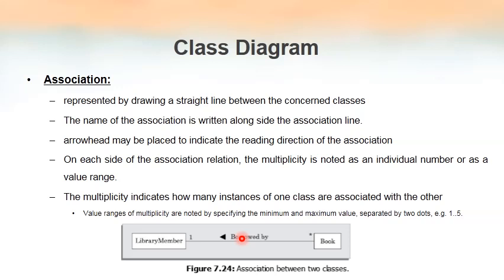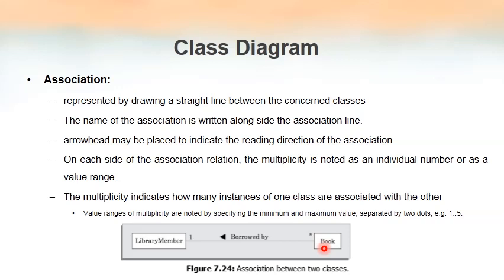So this star symbol is now located near the class Book. That means 0 or more books can be borrowed by one library member. That's the meaning of this association. I repeat, star represents 0 or more occurrences. So this star is near the class Book, which means 0 or more books can be, and the name of the association is, borrowed by.